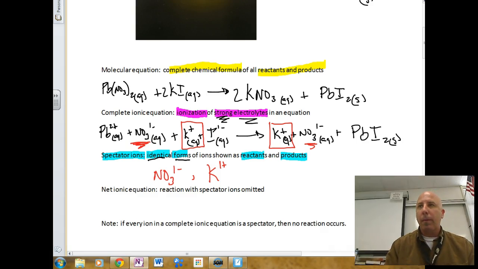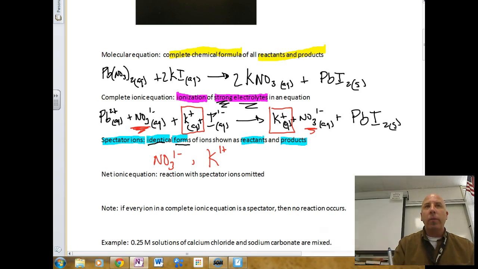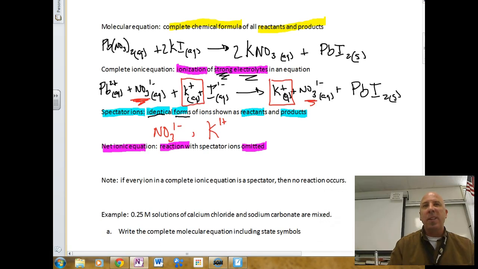K1 plus. Now, next is what is called a net ionic equation. A net ionic equation is an equation where we write the reaction and leave out the spectator ions. Sometimes it's easier just to cross them out. So I'm going to go back up above and cross out my nitrate because it was a spectator, and cross out my potassium because it was also a spectator. Now I'm going to rewrite this as a net ionic equation. All I'm going to write are the players that were involved. That was the lead 2 as an aqueous.